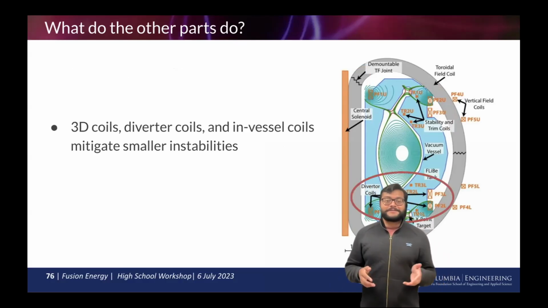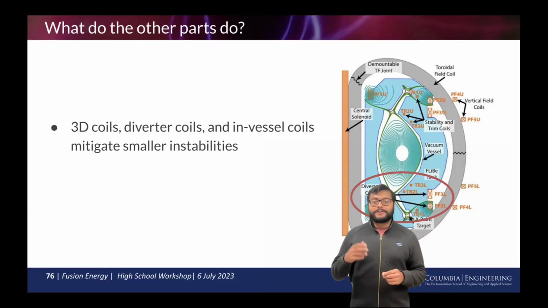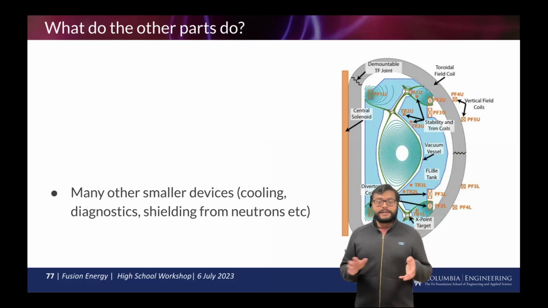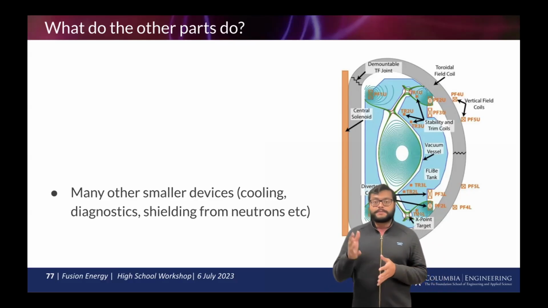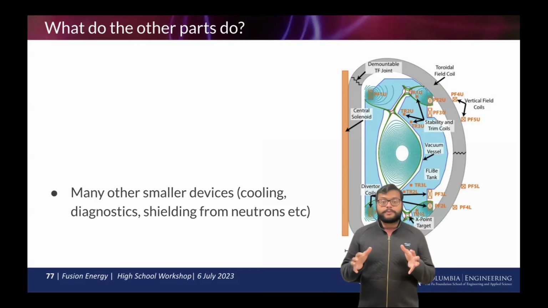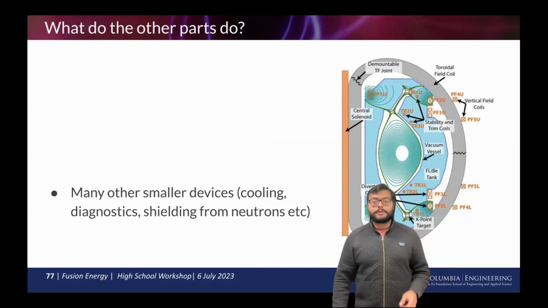There's also other coils. You have 3D coils, divertor coils, in-vessel coils that are also used to mitigate different kinds of smaller instabilities. And there's many other devices and diagnostics used in a tokamak. So some diagnostics will be used to measure temperature and density of the tokamak. Yeah, there's other parts of the wall that will try to shield from neutrons and other problems in the tokamak.